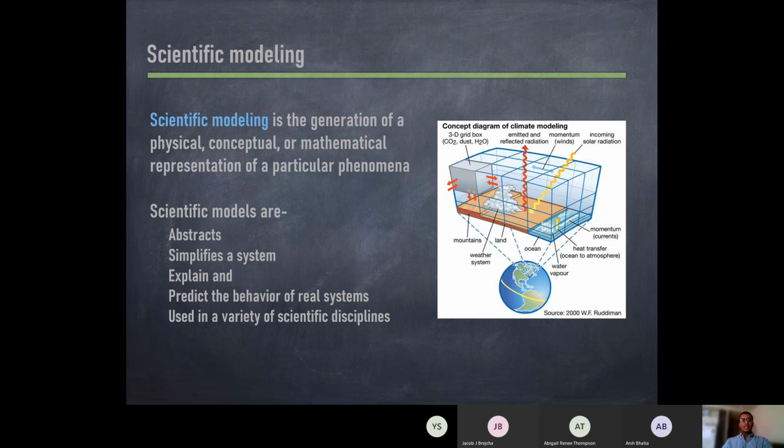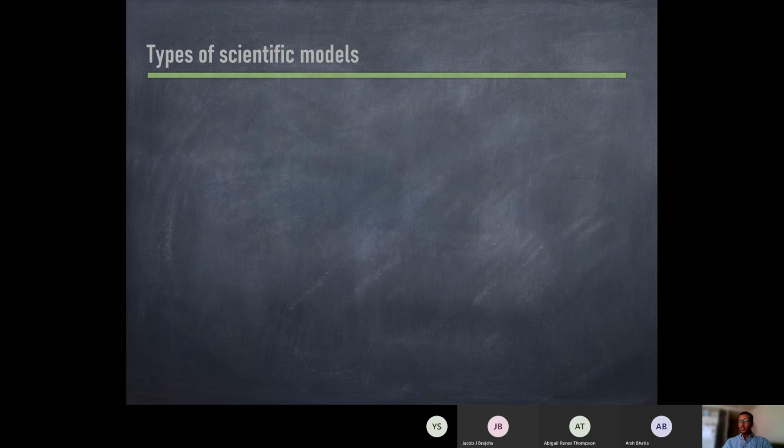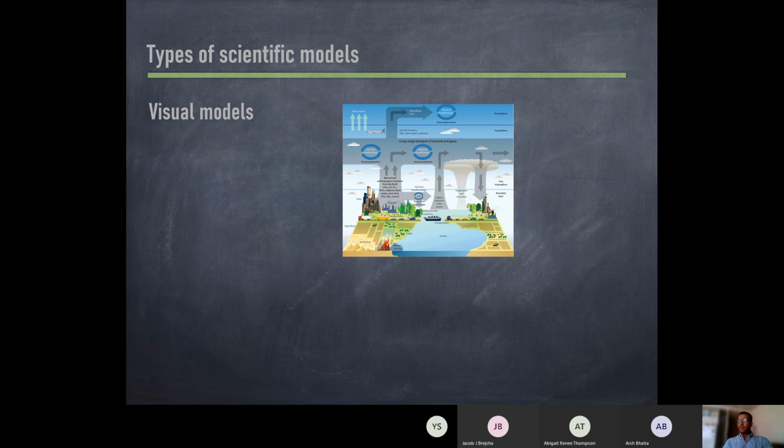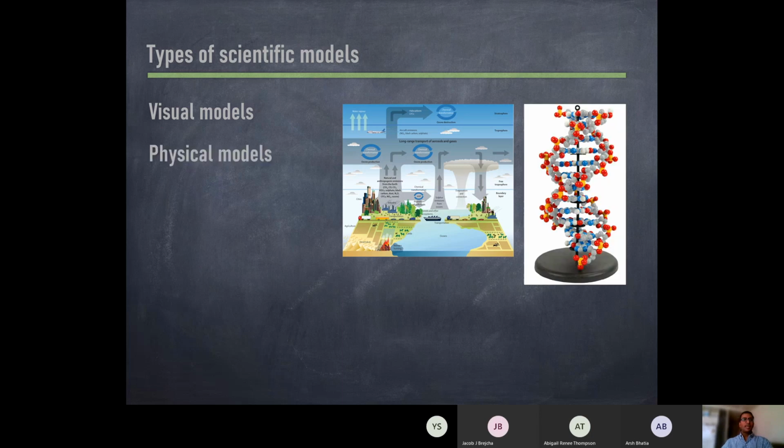So next I'm going to talk about the types of scientific models. Scientific models can be broadly divided into three categories. First of all, the visual models, like the one that I have. This can be anything from a simple illustration, like the one that I'm showing right now, or a simple figure. Then we have physical models. One example of physical models is the one that I am showing here, a DNA double helix model.